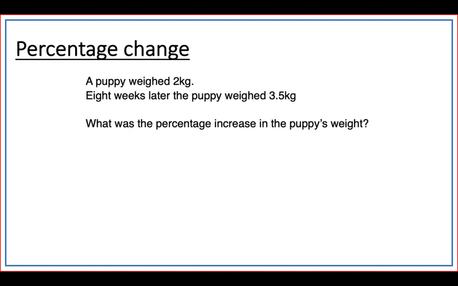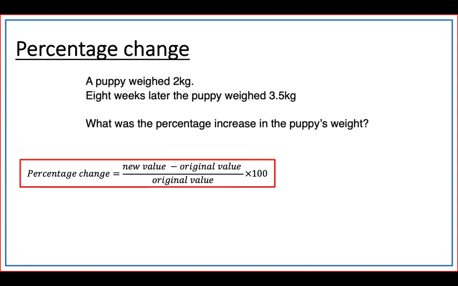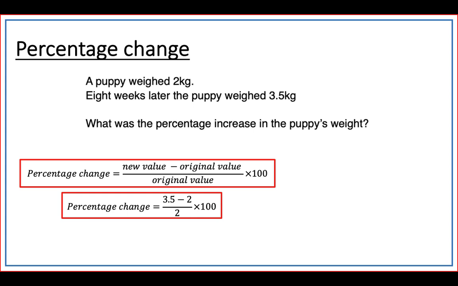Okay, now, as we're going along, I'd like you to copy out this example as well. So a puppy weighed 2 kilograms. 8 weeks later, the puppy weighed 3.5 kilograms. What was the percentage increase in the puppy's weight? Same thing, we're using our formula.